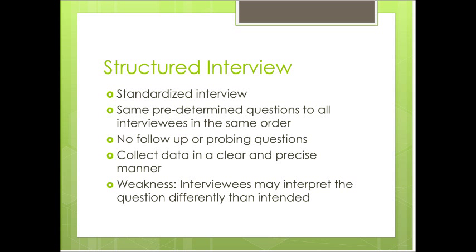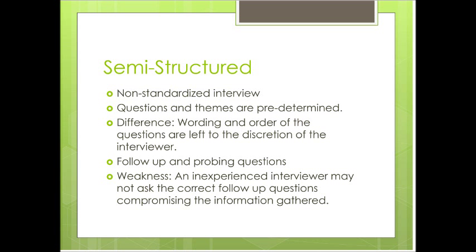Next, we have the semi-structured interview, also known as the non-standardized interview. In this type of interview, questions and themes are predetermined. The difference from structured interviews is that the wording and order of the questions are left to the discretion of the interviewer. A semi-structured interview leaves a great opportunity for follow-up and probing questions. The unfortunate aspect of this type is how dependent it is on the experience of the interviewer. An inexperienced interviewer may not ask the correct follow-up questions, compromising the information gathered.